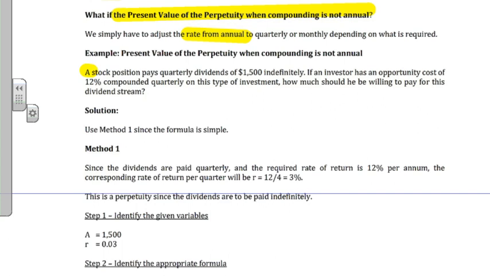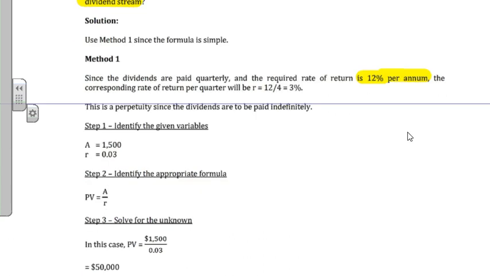Okay, a stock position pays quarterly dividends, every quarter, of $1,500. The investor has an opportunity cost of 12%, compounded quarterly. Now the question is, how much would this particular person be prepared to pay to earn this dividend stream? Now remember, the 12% is an annual rate, and I'm getting the dividends quarterly. So you can look at the adjustments that we make. We just take the rate of 12% and divide it by the 4 quarters.